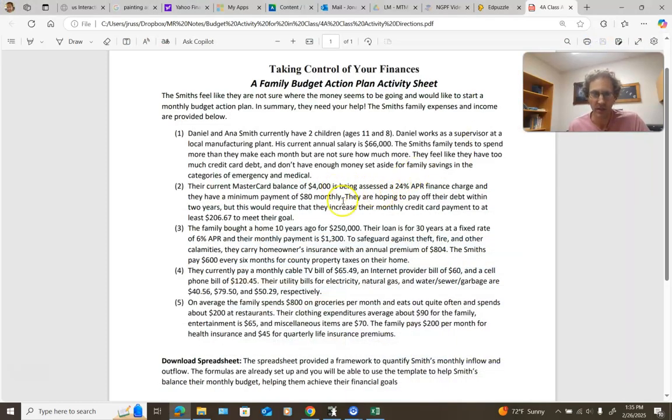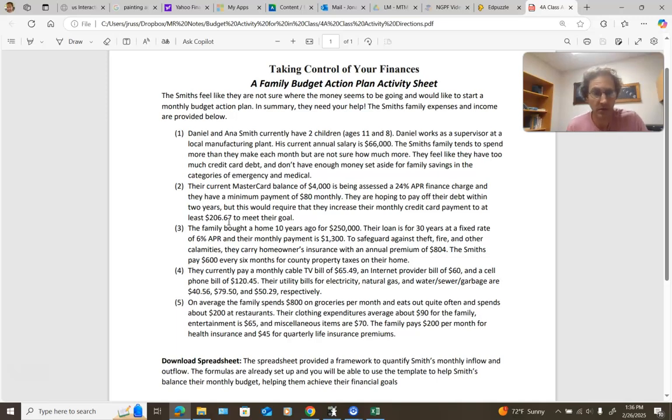We've got the rest of these expenses to take into account. Now it says they are hoping to pay off their debt within 2 years. But this would require that they increase their monthly credit card payment to at least $206.67 to meet their goal. Okay, well, that might be important to take into consideration when we're making adjustments to the budget. But to determine what their actual cash flow is at the moment, that information is not relevant. Okay, so I'm going to ignore it.